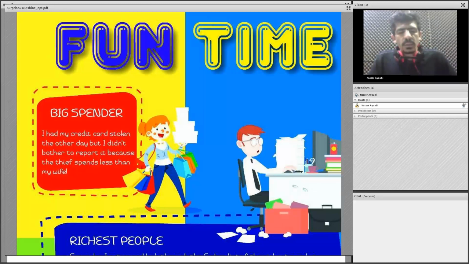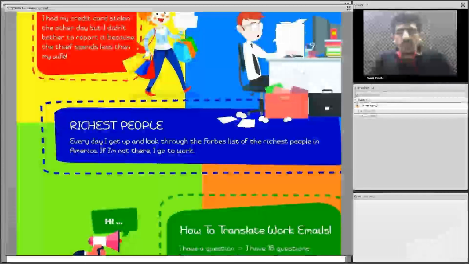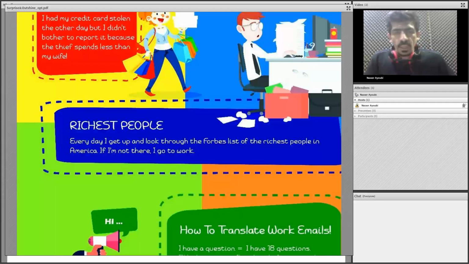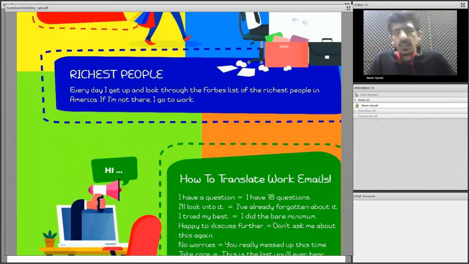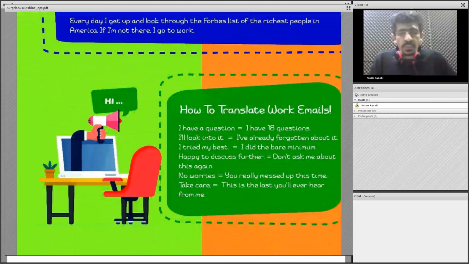I had my credit card stolen the other day. The other day means a few days ago, two or more days ago. But I didn't bother, I didn't take the trouble to report the loss of the card to the police because the thief spends less than my wife. Next one, richest people. Every day I get up and look through the Forbes list of the richest people in America. If I'm not there, I go to work. Forbes is a US business magazine.